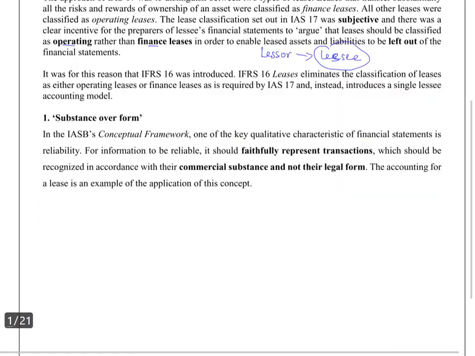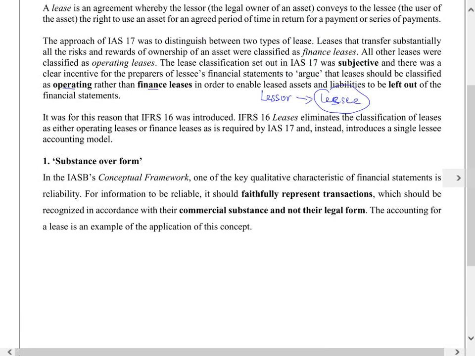So if you turn back to page 1, the front page here, we have to apply substance over form. Substance over form should be faithfully represented. Faithful representation has how many? Faithful representation has complete, neutral, free from error, and substance over form. Conceptual framework. So we have to apply substance over form in this case.